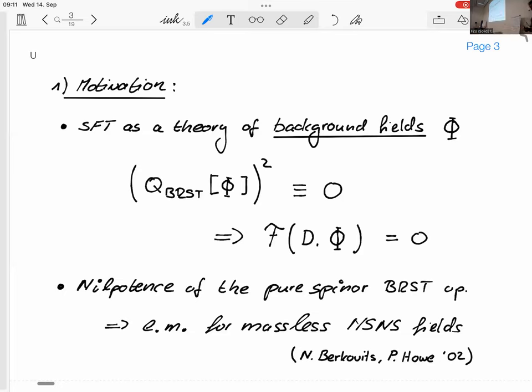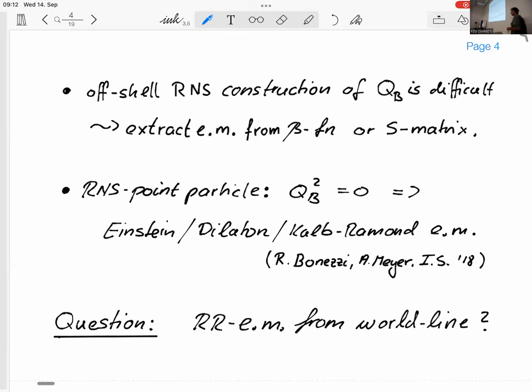This was also pushed in the beginning of string field theory a little bit, but the problem with this approach generally, especially in the RNS formulation, is that actually constructing the BRST operator off shell is a tricky thing. If you don't have a Virasoro algebra, if the theory is not conformal, it's not so clear how to construct the BRST operator off shell. So usually what one does in the RNS formulation is rather to take the equations of motion by extracting the beta function of the worldsheet conformal field theory and saying the beta function has to be equal to zero.